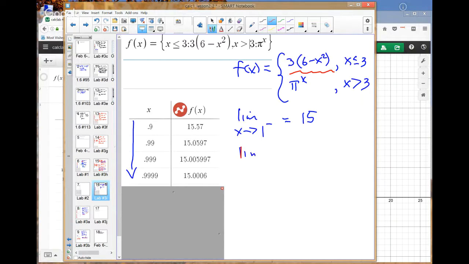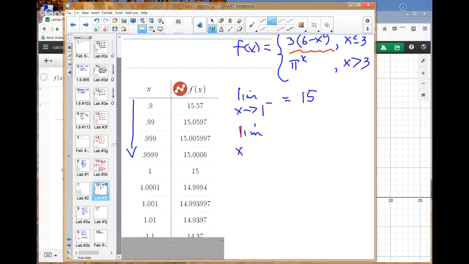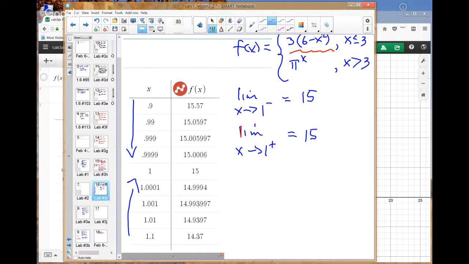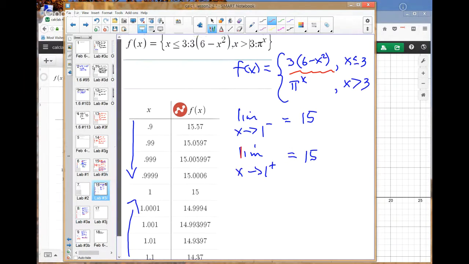What's the limit as x this time is approaching 1 from the right? I've got to uncover this, I can't see it all. Again, it appears to be 15. So this is kind of weird. We don't even care about this bottom branch because we never got over to 3. All the interest, as you can tell from the limit here, is at 1. So again, you've got to pay really close attention to the notation to see what's going on.